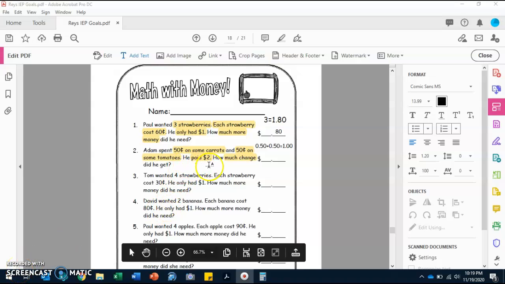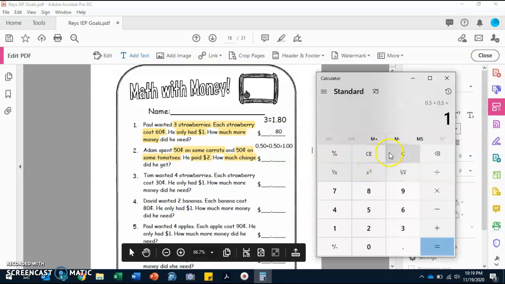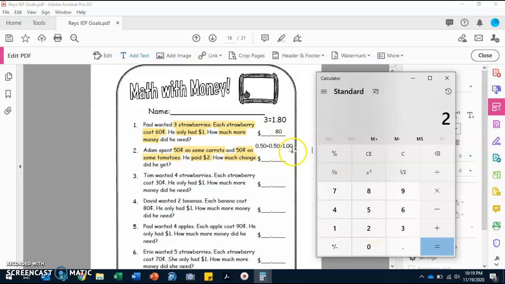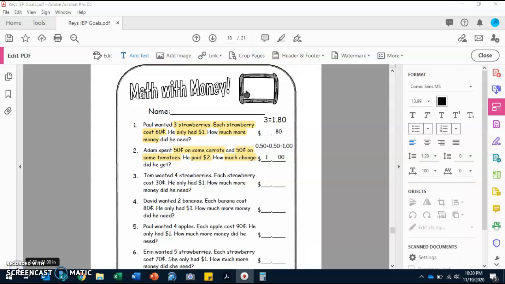And now they're saying that he paid $2. So how much change does he get? Now we have to subtract. We're going to subtract the $2 minus the $1 that he paid for the carrots and the tomatoes. So minus 1. What is 2 minus 1, Ray? How much change did he get? Yes, good job. He received $1. So let's write that down. That's what he received in change, $1.